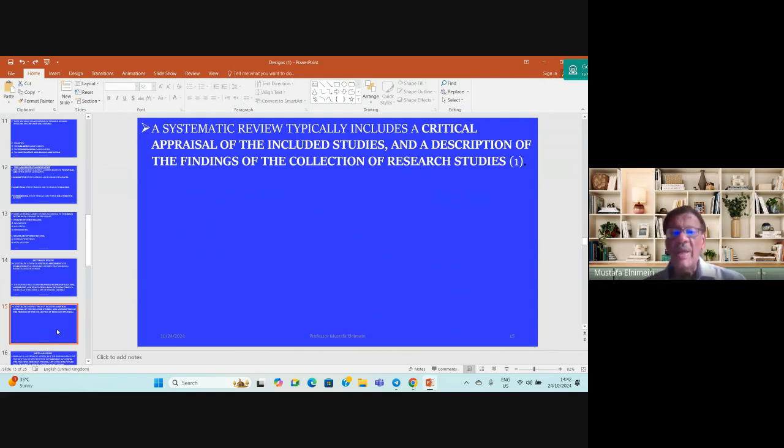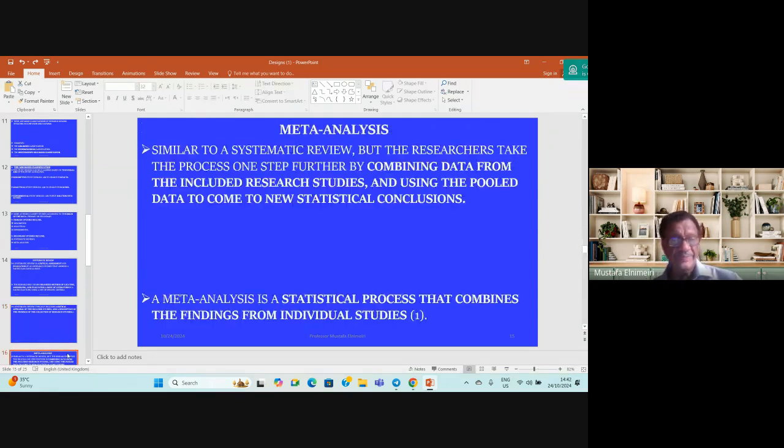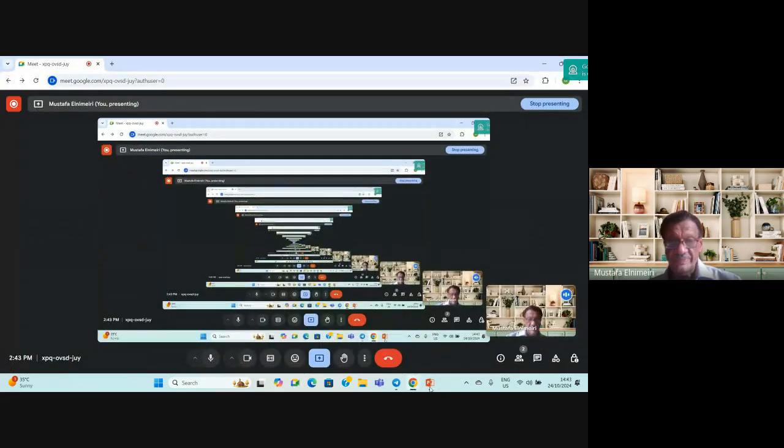Definitely, they should be related to the topic selected or the issue, and a description of the findings of the collection of the research studies. The meta-analysis, on the other hand, is similar to a systematic review, but the researchers take the process one step further by combining data from the included research studies and using the pooled data to come up with new statistical conclusions, in the sense that a meta-analysis is a statistical process that combines the findings from individual studies.